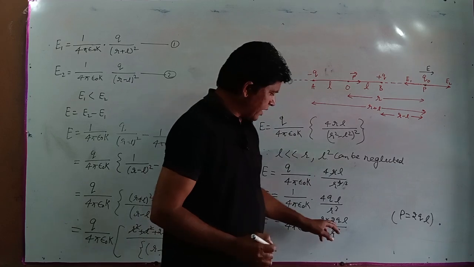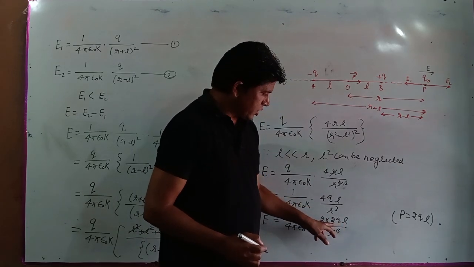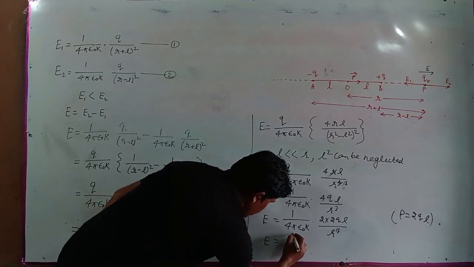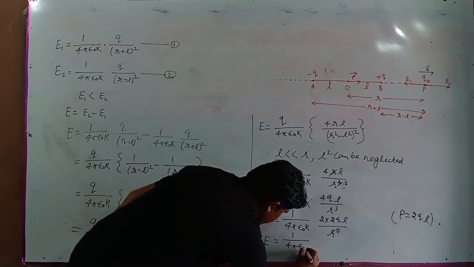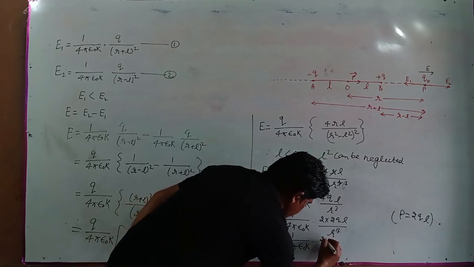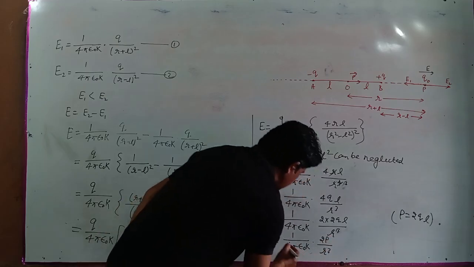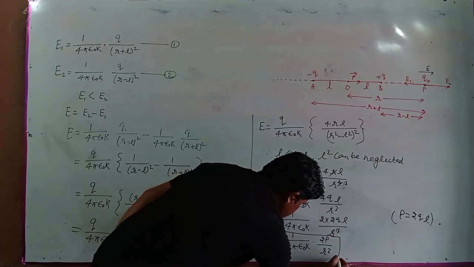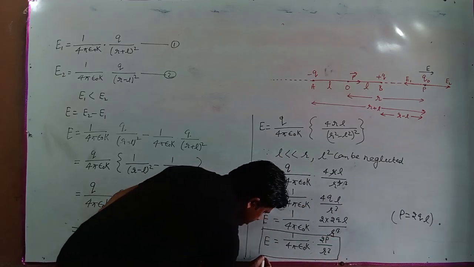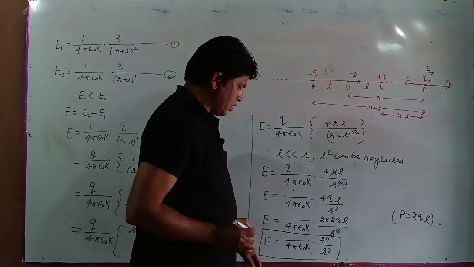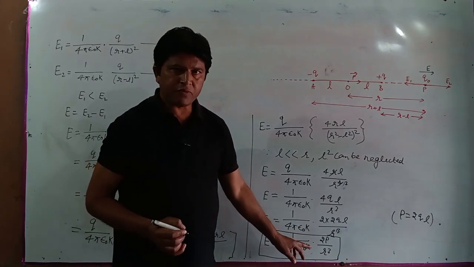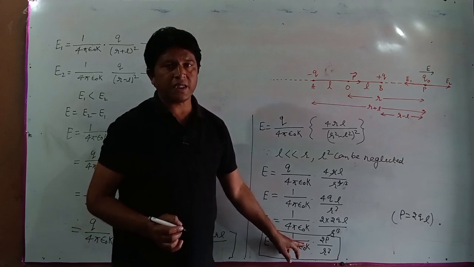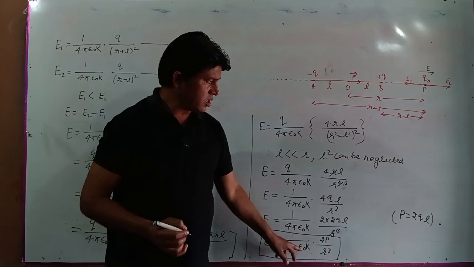And you see that here is 2QL. This 2QL will become P. So in the next step, we will write 1 upon 4 pi epsilon naught K times 2P over R cubed. So it is our expression of the intensity of a dipole which is placed in the dielectric medium, because in the denominator there is a capital K, and this capital K is the value of the dielectric constant.